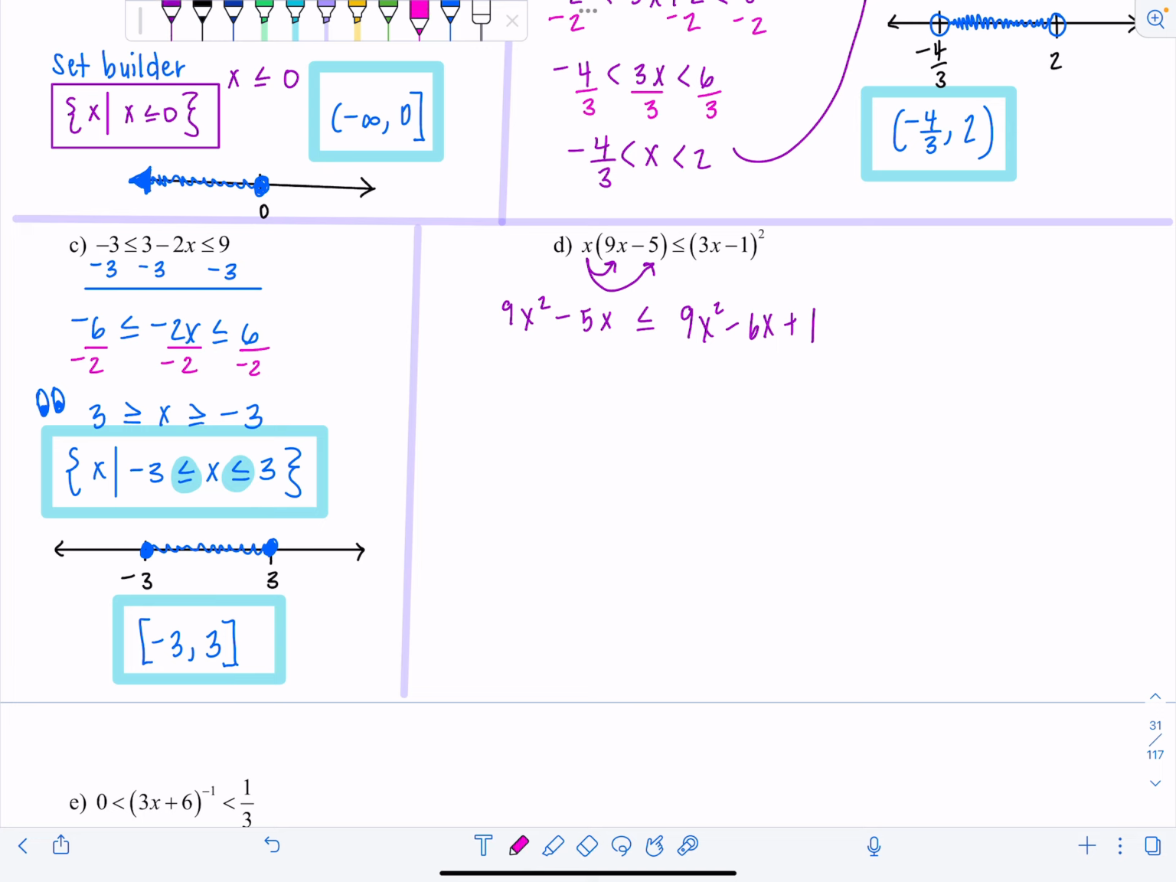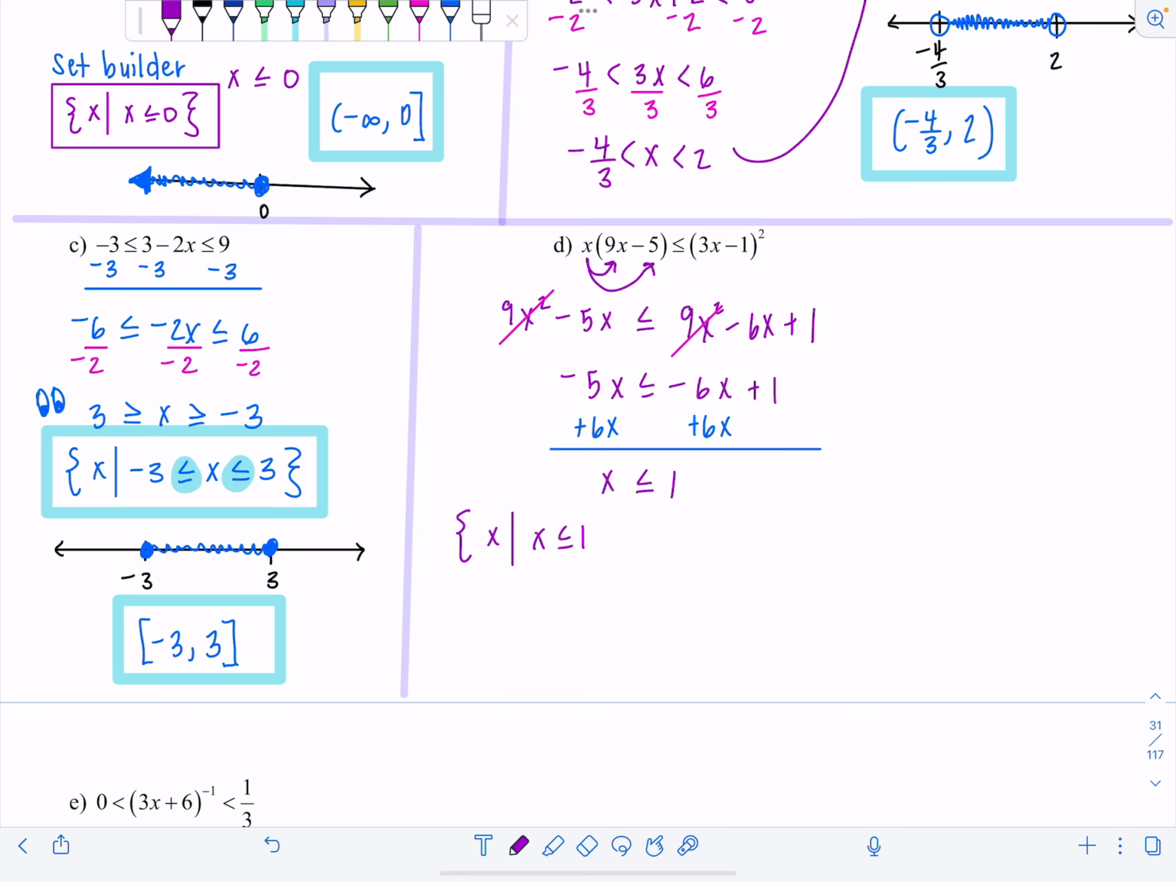Okay, 9x squared will cancel. Bam, bam, love it. Now we're left with -5x is less than or equal to -6x plus 1. All I need to do is add 6x to both sides. Check this out. -5x plus 6x, that gives me 1x. Things just fell into place much more quickly than I expected with this cute little problem. Okay, so set builder notation, x such that x is less than or equal to 1.